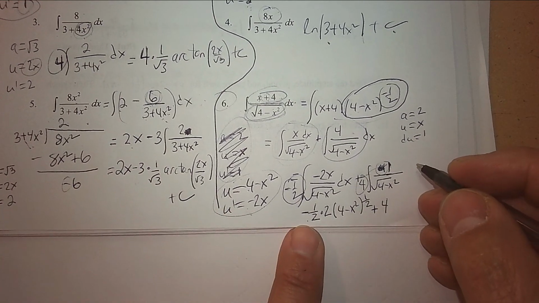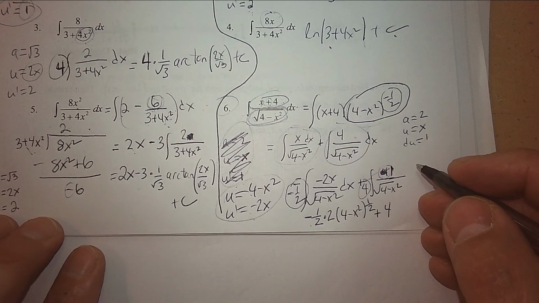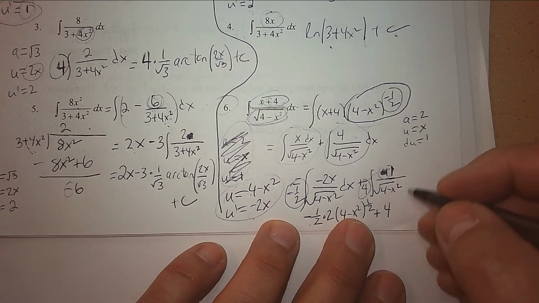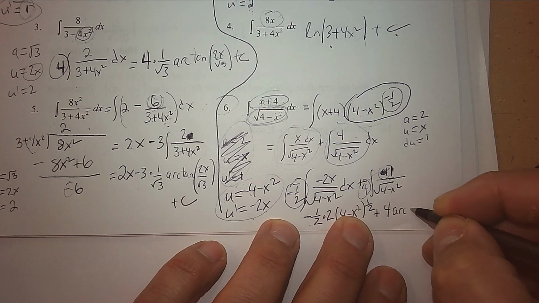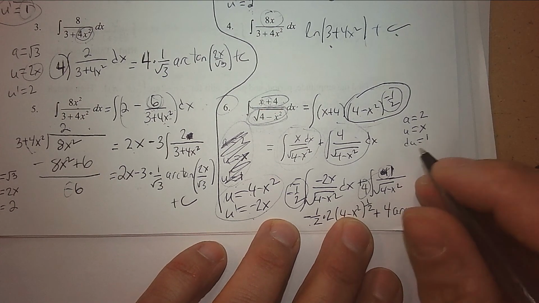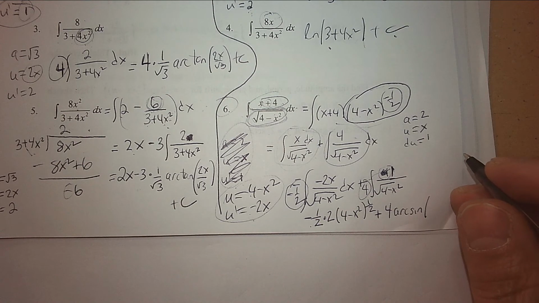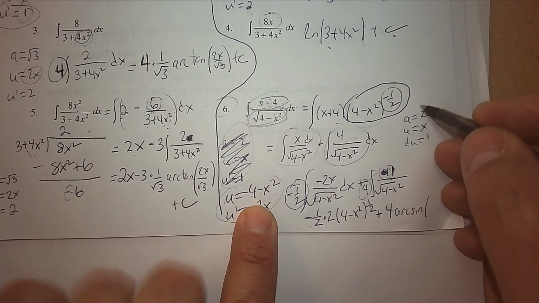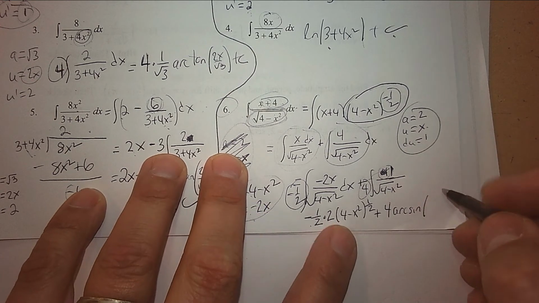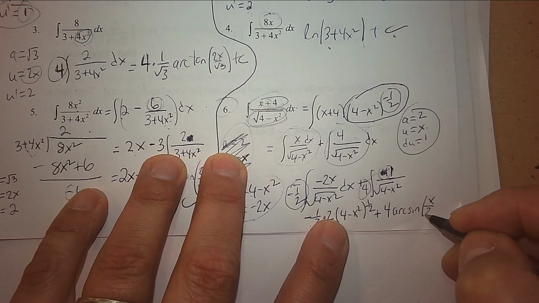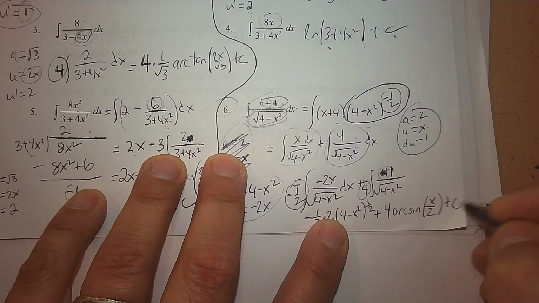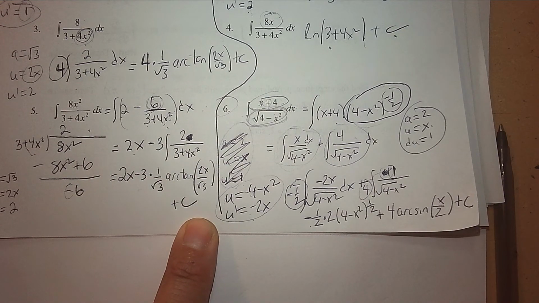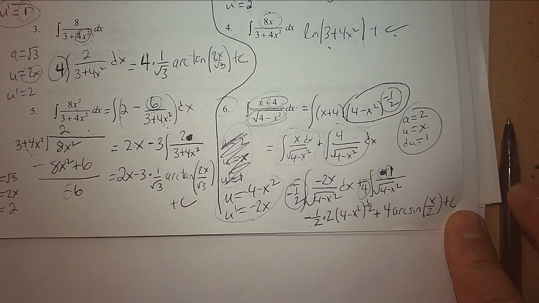Now, what's the rule for arc sine? Is there that fraction in front of arc sine? No. So we just write down 4 arc sine, but inside is still u over a. What is our u? It's up here. X over 2. And don't forget the candy. So again, the last two kind of reminded you that, hey, we're still in calculus.